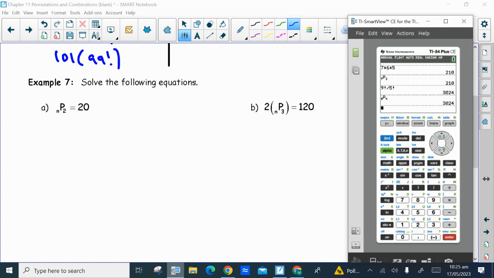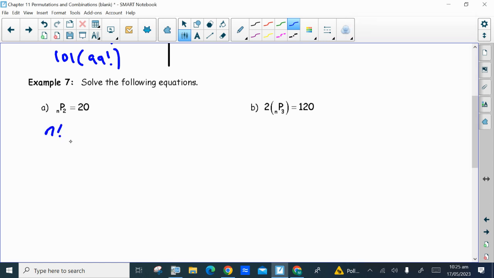You want to find the value of n such that nP2 is 20, so we might try 4P2. Too small, let's try 5P2. There we go. We know that our answer needs to be 5, just by guess and check. However, we need to determine it algebraically, so we will use the nPr formula.